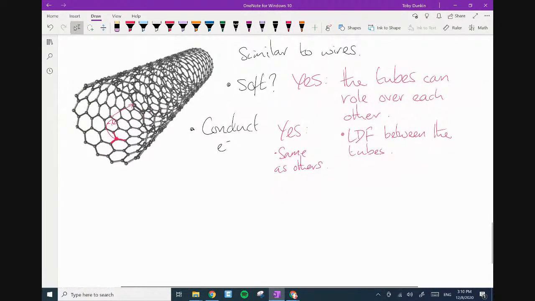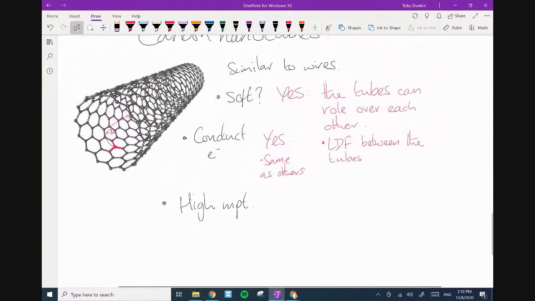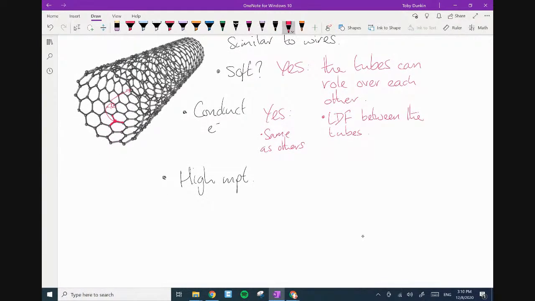So next one, melting point. Is it high? The answer is yes, it is. It is still a giant structure. These tubes are millions of atoms long. They're not short, tiny tubes. They are absolutely massive. So the answer is yes.